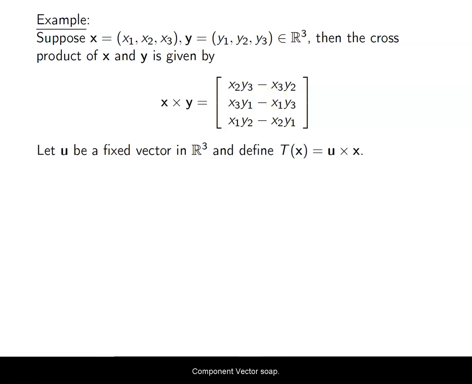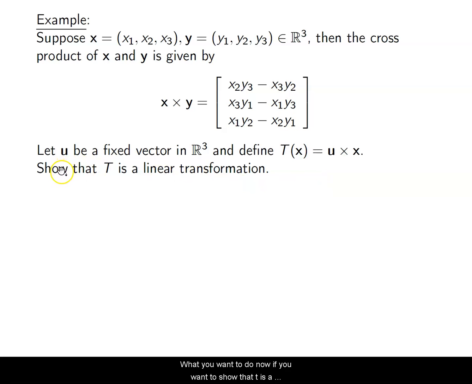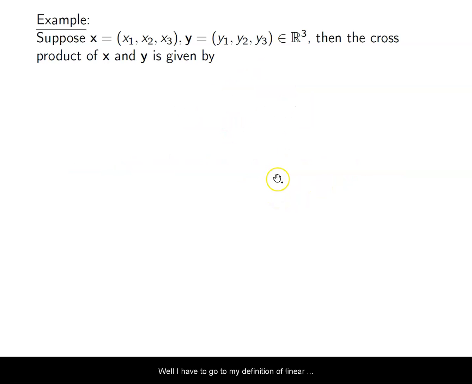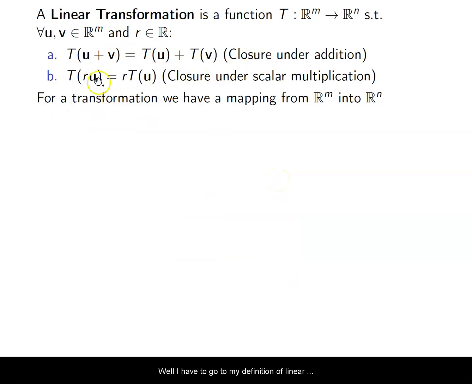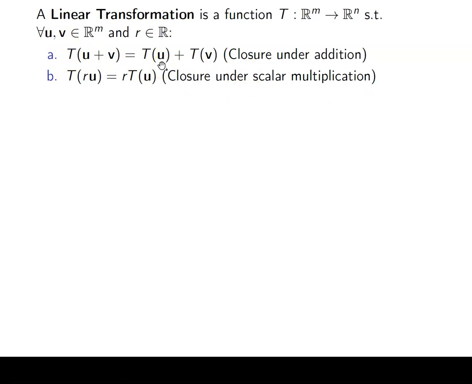Okay, so what we want to do now is we want to show that T is a linear transformation. Very important here. Whenever they say the words show or verify, that means prove. Okay, this means we are doing a proof, right? So how do I show that something is a linear transformation? How do I prove that this is a linear transformation? Well, I have to go to my definition of linear transformation and show that this is true, that this holds true.